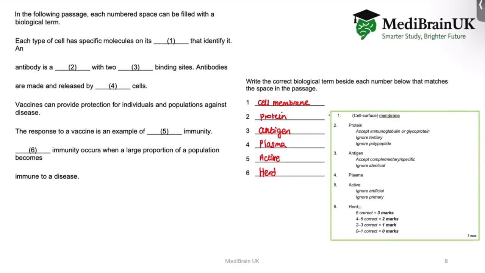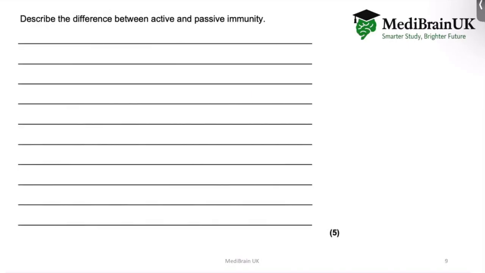As you can see, 6 correct, you get 3 marks, 4 to 5 correct, 2 marks, 2 to 3 correct, 1 mark. Then, as I mentioned, we have a 5 marker on describe the difference between active and passive immunity. Again, this is a common exam question. It doesn't normally come up as a 5 marker. This is the sort of one-time question that has come up as a 5 marker. It normally comes up as a 2 or 3 marker in an exam, but it's a very common question that can come up.